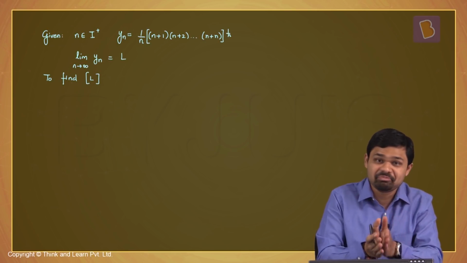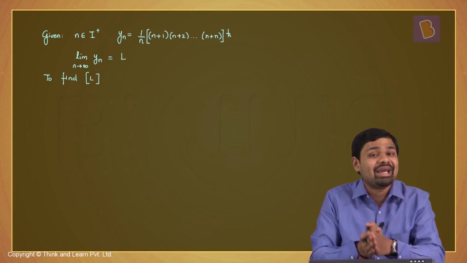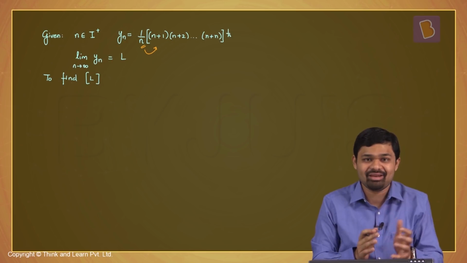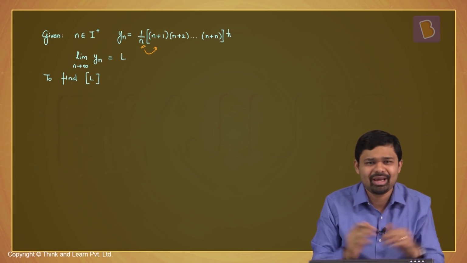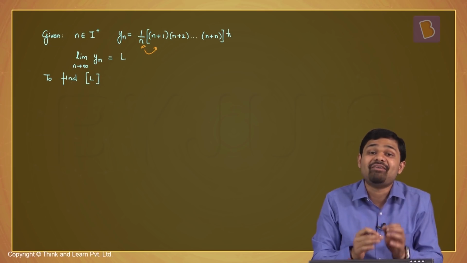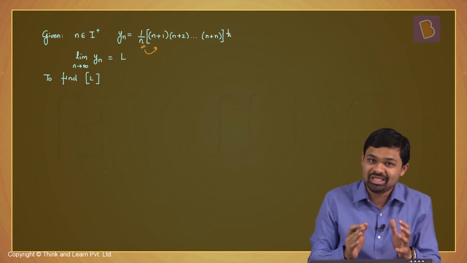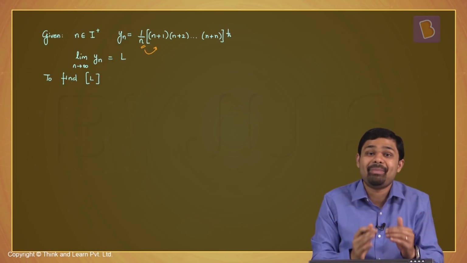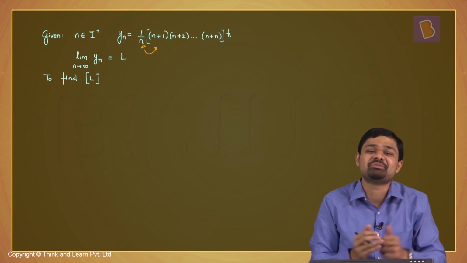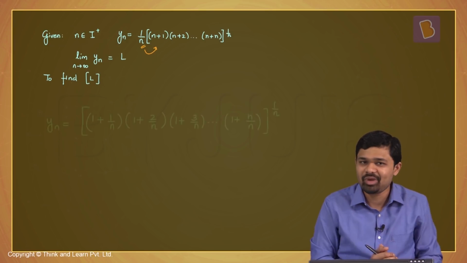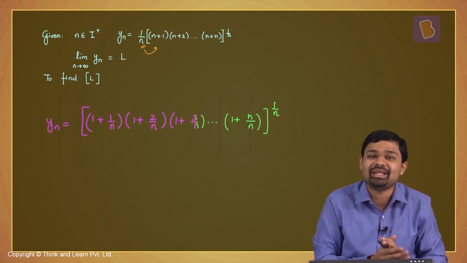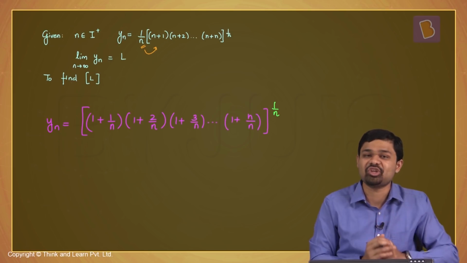So how do you go about this question? The first few steps are pretty straightforward. What you do is you take the 1 by n inside. In order to take this 1 by n inside, you raise 1 by n to the power n, and then the whole thing is raised to the power 1 by n, so you effectively end up with just 1 by n. So 1 by n to the power n goes inside the bracket, which means you have n different 1 by n's getting multiplied to each other. And so you can divide each of the n terms by n and rewrite yn in this way. Yn is now nothing but (1 plus 1 by n)(1 plus 2 by n) all the way till (1 plus n by n), and then the whole thing is raised to 1 by n.